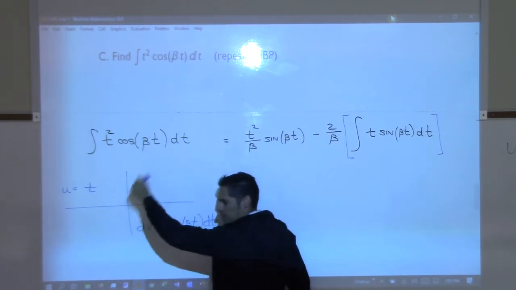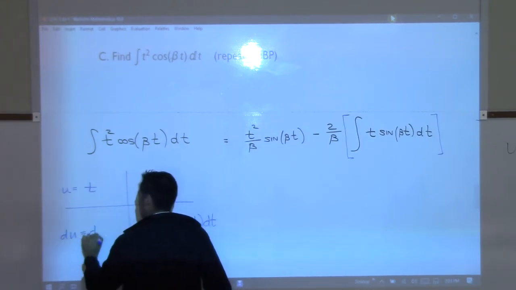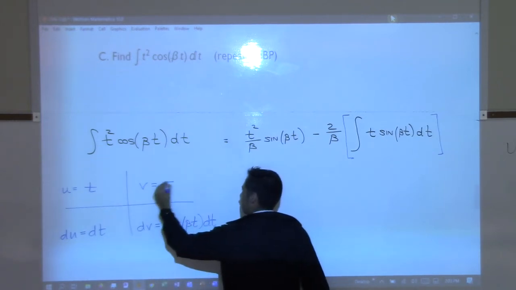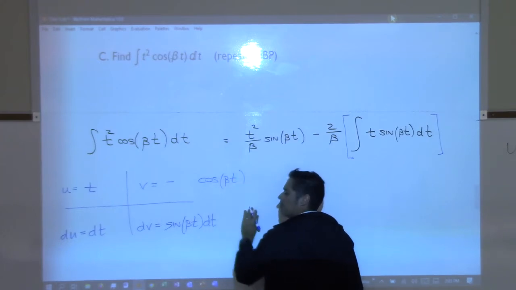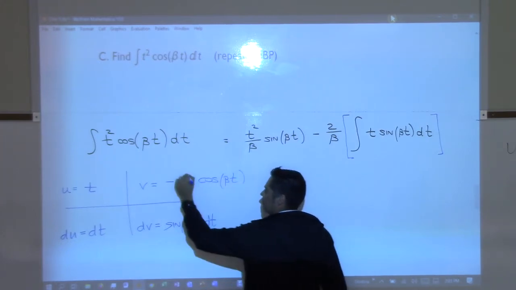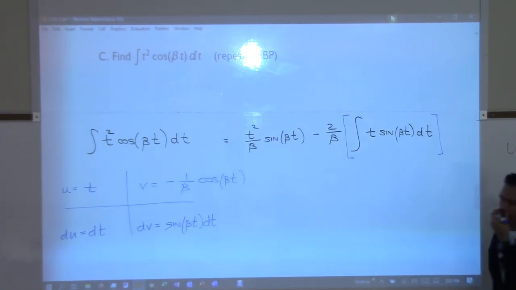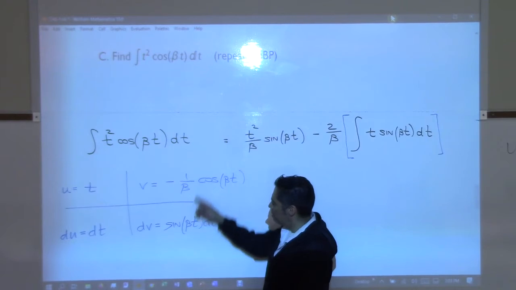And now we just differentiate down, integrate up. So du would be just dt. And then v would be negative cosine, and then 1 over beta. There we go. Everyone see that? The antiderivative of sine of something is negative cosine, but because this is linear inside, you have to scale by it.